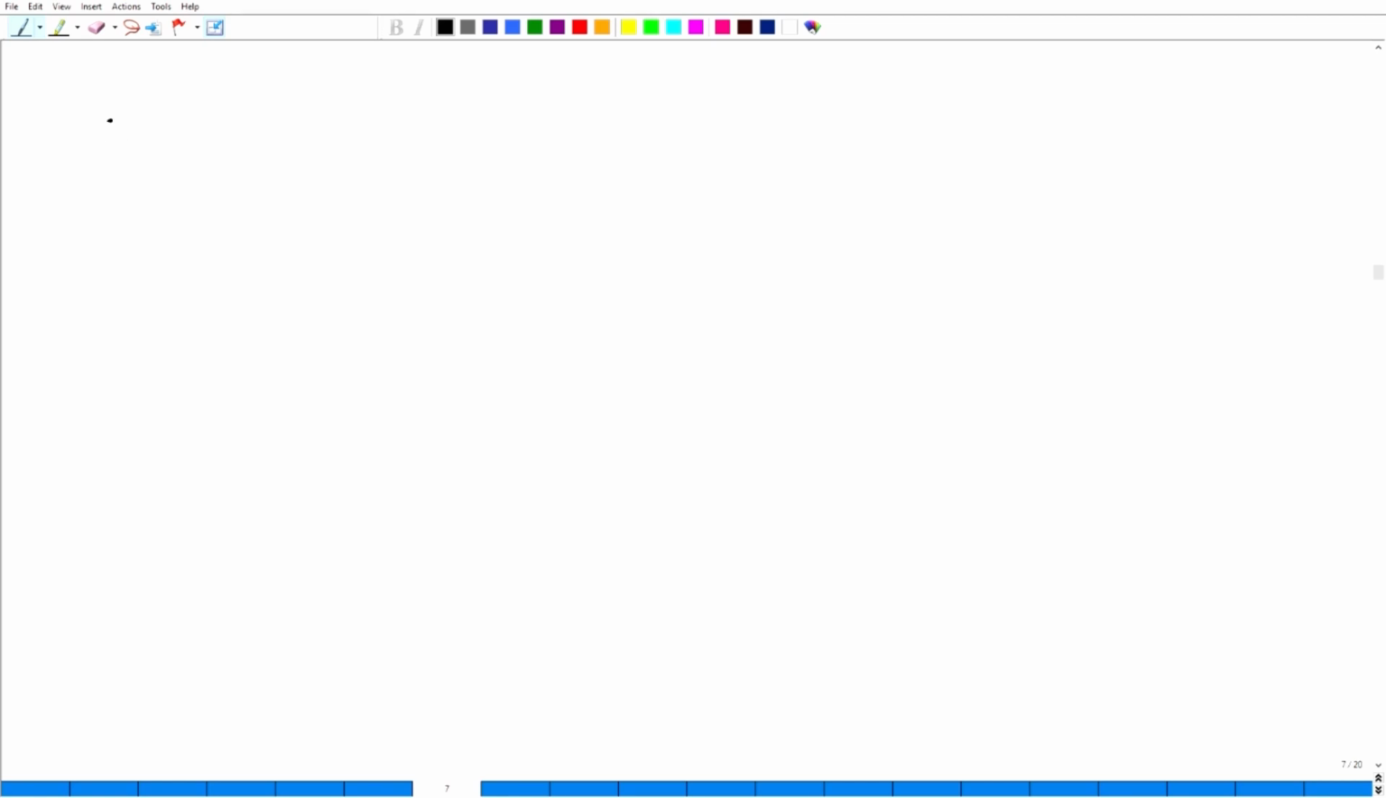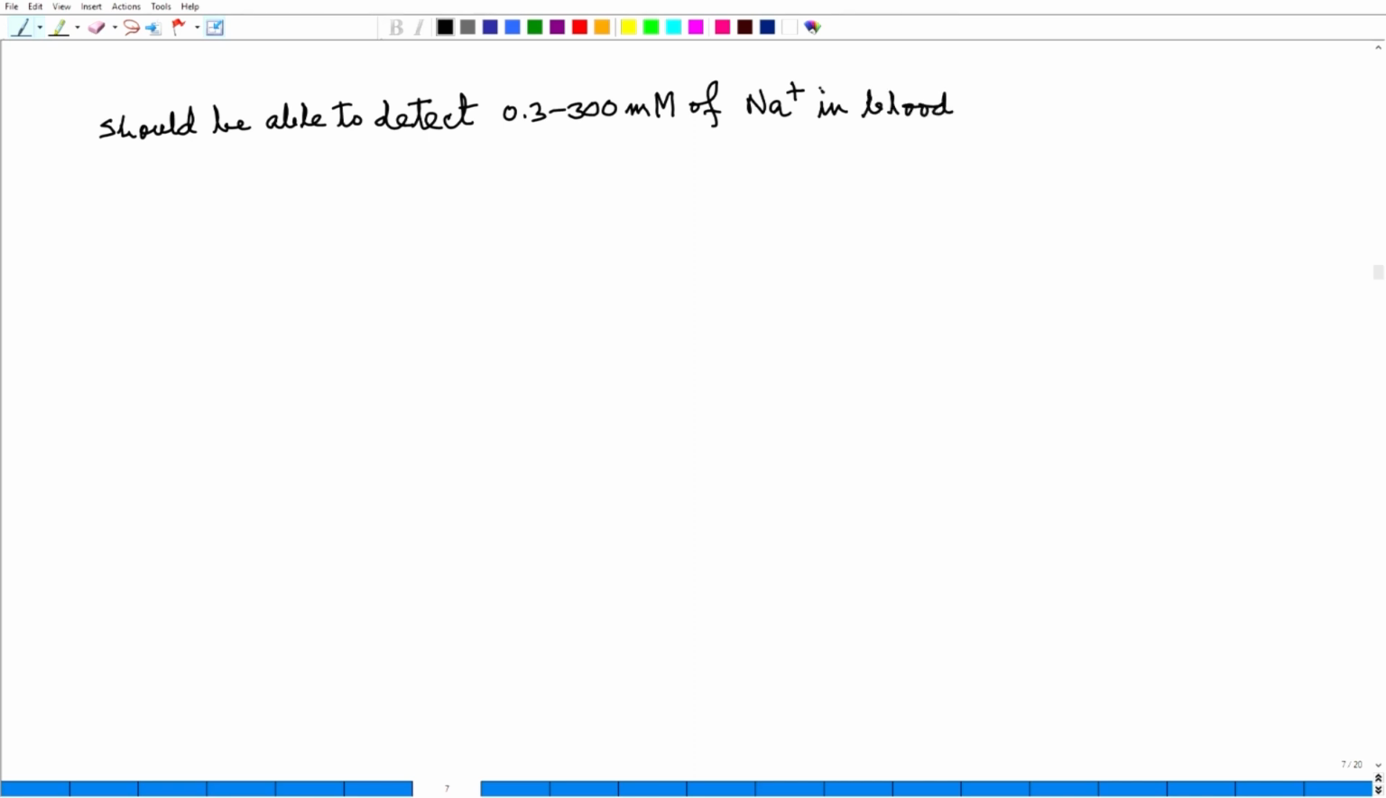The sensor would be one which should be able to detect 0.3 to 300 millimole of sodium in blood, in human blood, okay? In blood. So, this is one condition.